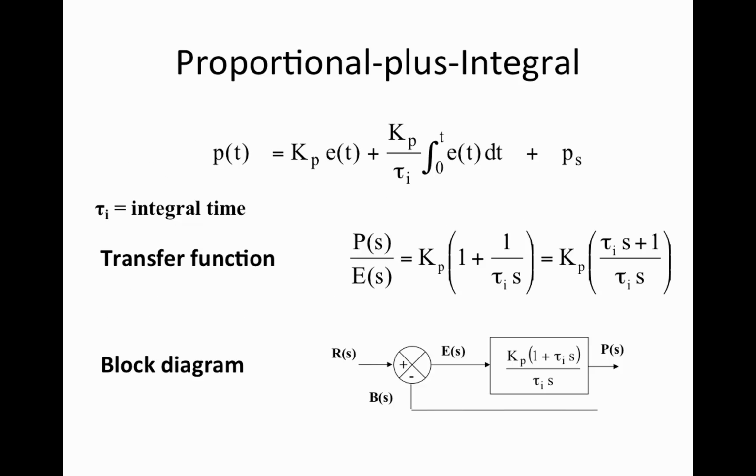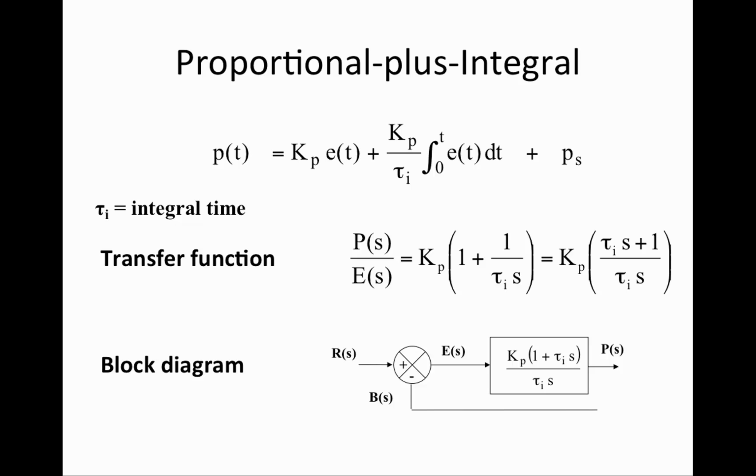For proportional plus integral control, the time domain function and the transfer function are obtained by adding the control functions of proportional and integral controls, which gives P(t) equals K_P times E(t), which is the proportional control function, plus K_P divided by tau_I times the integral of E(t) dt, which is the integral control function time domain relation, plus P_S, which is the steady-state process adjustment or setting.